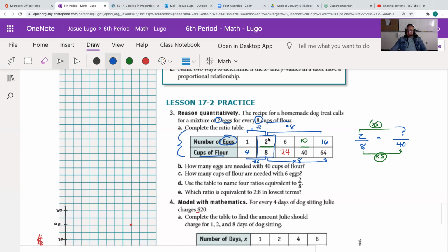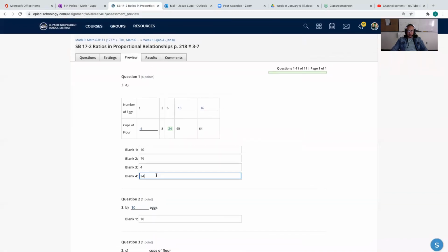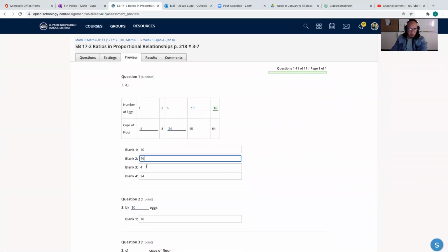And we have just successfully completed our table, which means that now we can answer these questions. For example, by the way, on Schoology, if you are submitting this, know that for 3A, all we're doing is just putting in what we got for the table. Just click on the blank to see what part of the table you're on. Here I have number of eggs and cups of flour, for 1 egg, 2 eggs, 6 eggs.